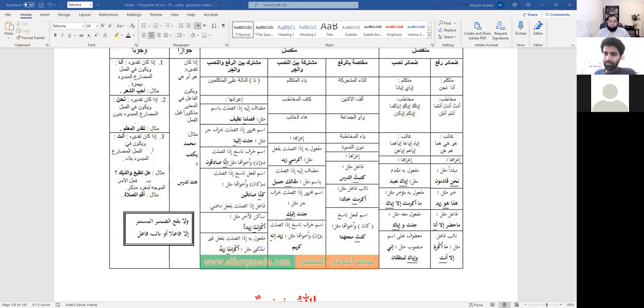Of course, they say إن تدخل على الجملة الاسمية. إن comes into the جملة اسمية and it makes the مبتدأ منصوب and it makes the خبر مرفوع. We call it اسم إن. Look what he says, for example here: إن we call it حرف مشبه بالفعل, في ذلك is خبر مقدم and عبرة اسم إن مؤخر.